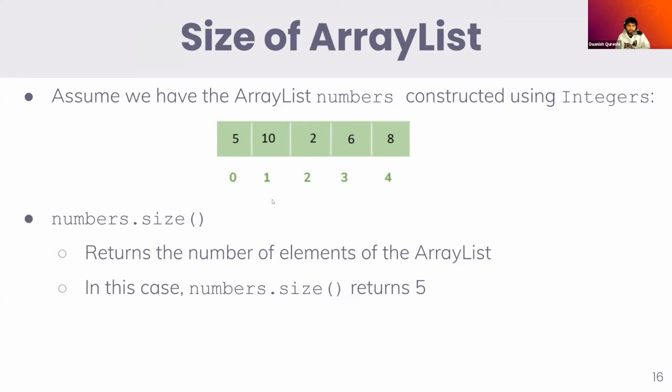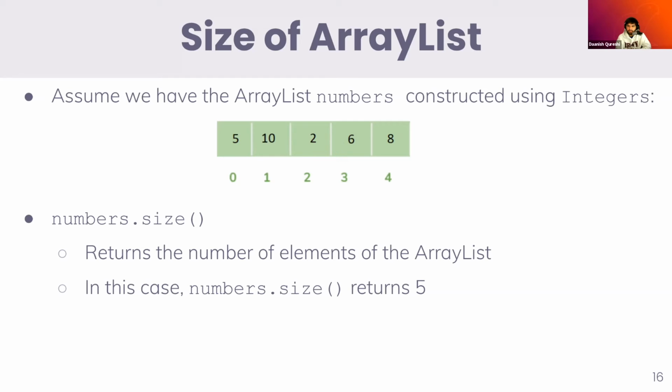So now we'll talk about the size of the array list. So here, once again, the same array list. Let's assume that we constructed it using integers, and the name is numbers. Once again, numbers dot size. Now this is one of the less important ones. It's more important to know how to add and remove, but nonetheless, getting the size of an array list is pretty useful.